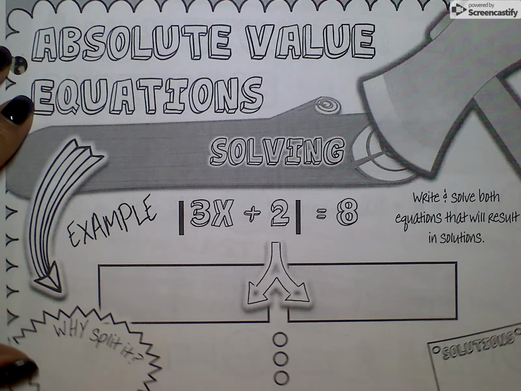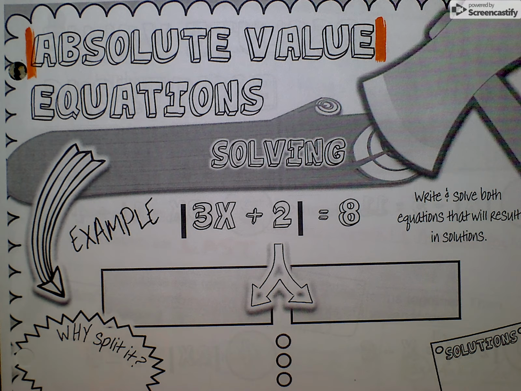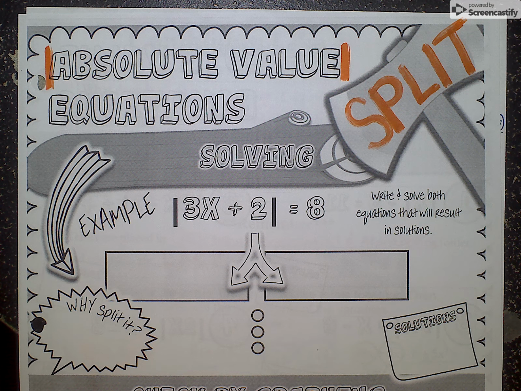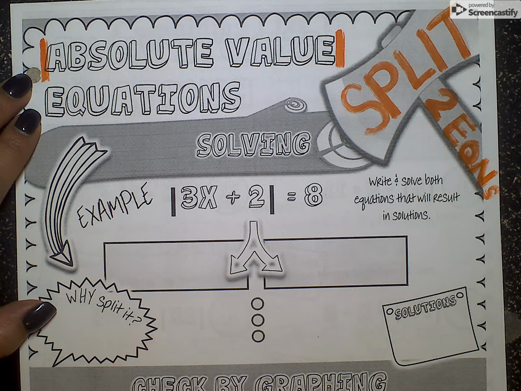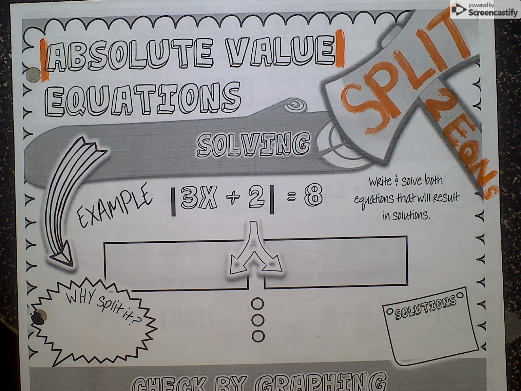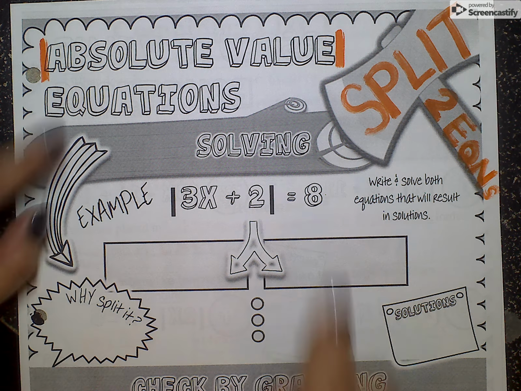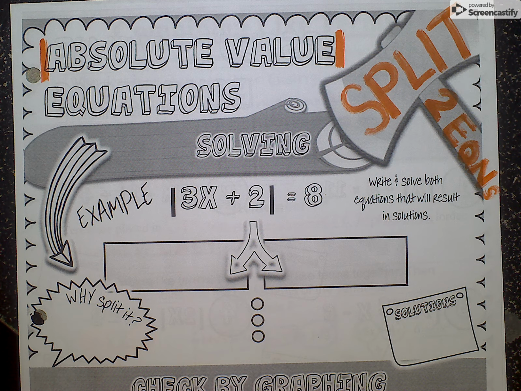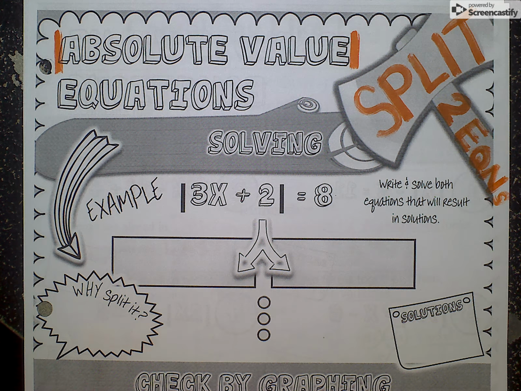One thing to know about absolute value equations and solving them is that you will actually be splitting the equation into two equations. So let's go ahead and start with our example. Don't forget we have our absolute value bars, just like the ones I drew up there. And we have the absolute value of 3x plus 2 is equal to 8. Now we're going to be splitting it into the negative and positive versions of itself.